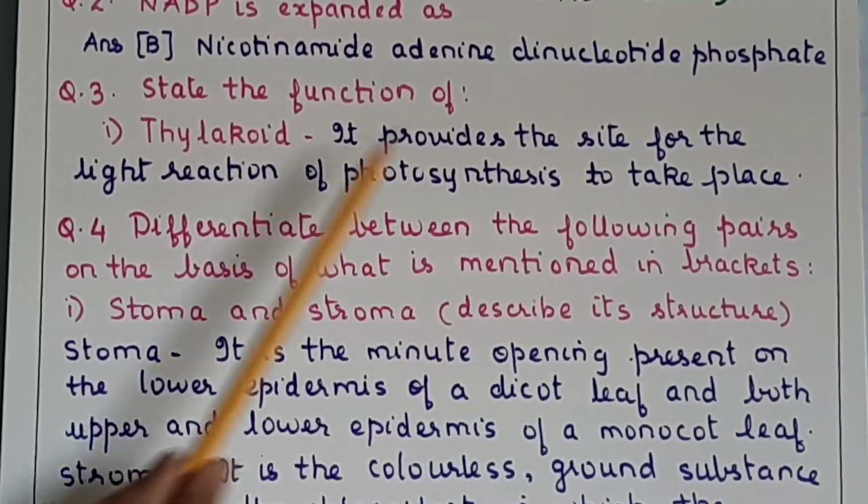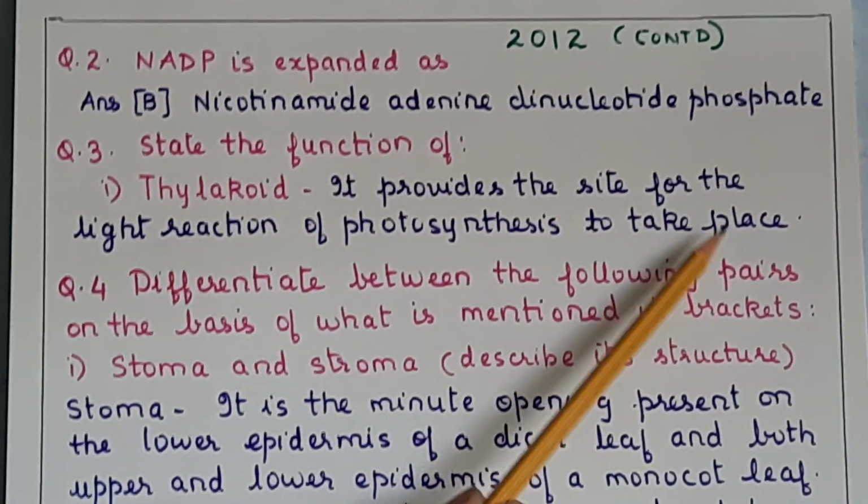Okay, next question, state the function of thylakoid. It provides the site for the light reaction of photosynthesis to take place.